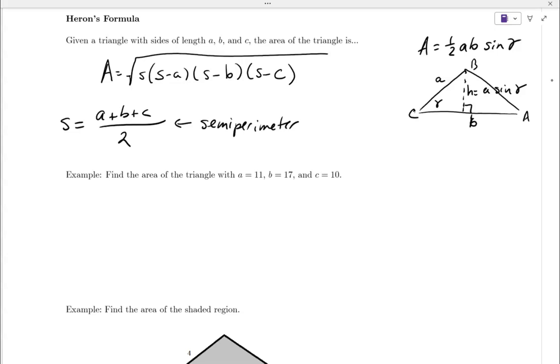I'm not going to go through the proof because it's not worth the effort to get to this formula. But we said that we already had an area formula involving two sides and an included angle. And we can figure out an angle given all three sides using the law of cosines. So you can go through all of that mess and get to that point. I would not suggest doing that.